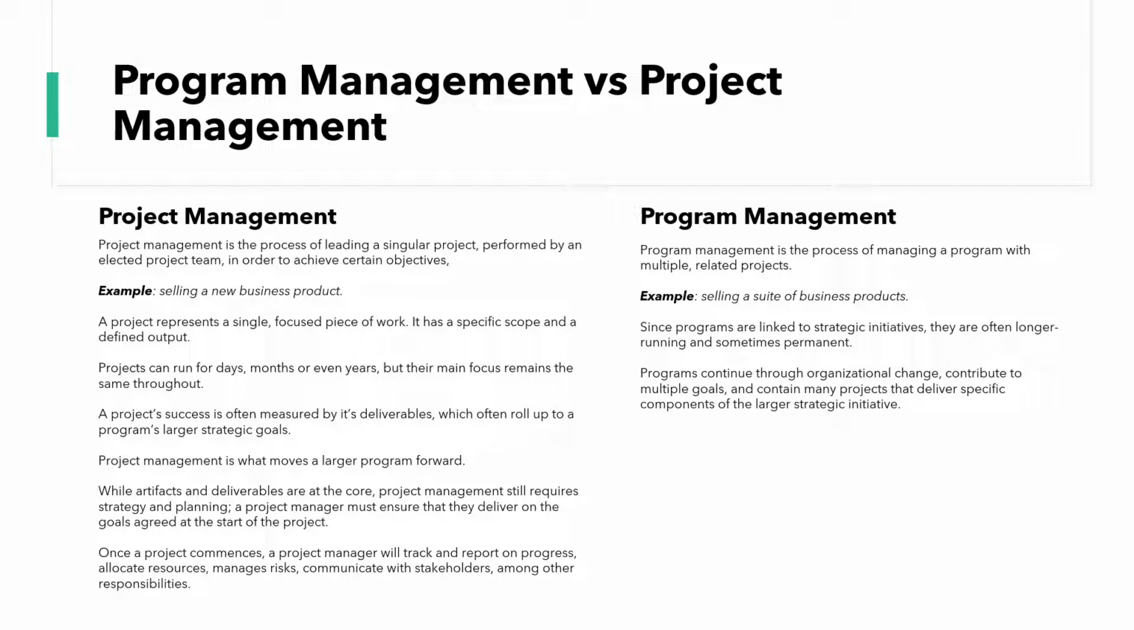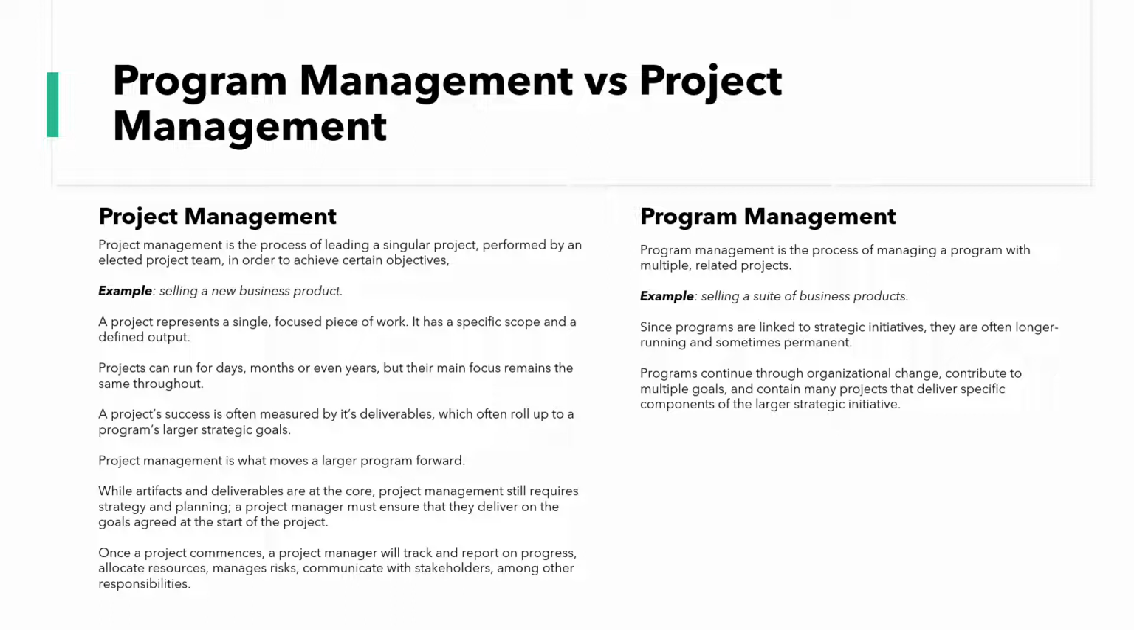So project management is essentially what moves a larger program forward. Imagine a program and imagine 10 individual projects rolling up into that program. That's one way to visualize it. It could be 5 projects, it could be 10 as I said, or it could be 30. The number of projects doesn't matter. What matters is that they are a smaller component of a larger program.